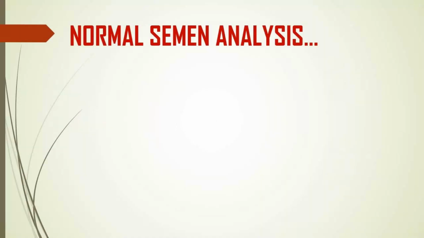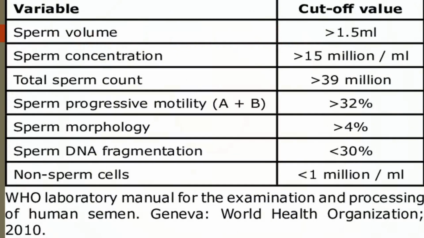Okay, now let's look at the normal semen analysis according to the WHO 2010 guidelines. The semen volume is supposed to be greater than 1.5 mL. And the sperm concentration is supposed to be greater than 15 million per mL. Total sperm count is supposed to be greater than 39 million.